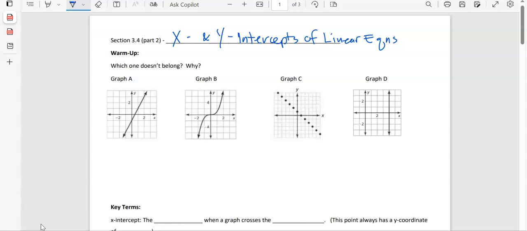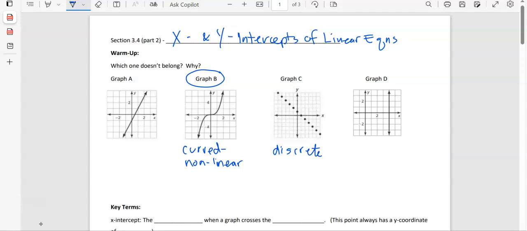So here's why I would choose graph B. Graph B is the only graph that is curved, so it is nonlinear. And we've talked about what makes something linear and nonlinear. Or maybe you chose graph C, and graph C is the only graph that's discrete, so it is not connected or continuous. It is discrete. So maybe that's why you chose graph C.